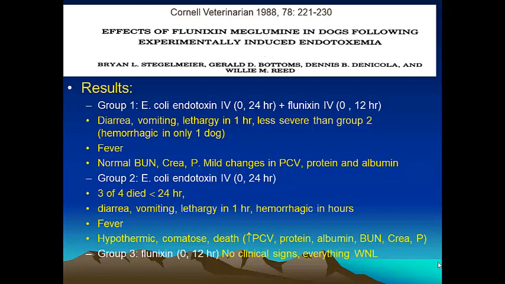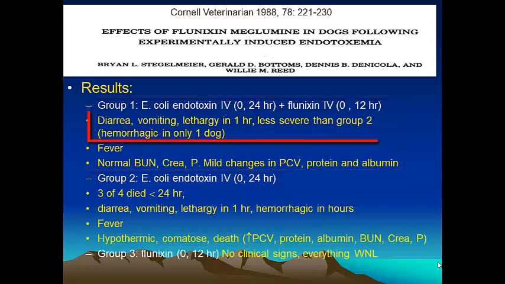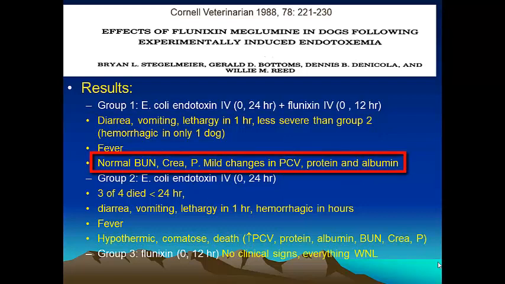Now, in the group that was given flunixin, all these signs they mentioned took place, but were much less severe. They were mild in comparison with the group that didn't receive flunixin. They had diarrhea, vomiting, lethargy. The diarrhea was only hemorrhagic in one animal. And as I say, there were no changes in kidney function. The BUN and the creatinine were normal. The changes in packed cell volume, protein, albumin were very small, and neither of those animals died.